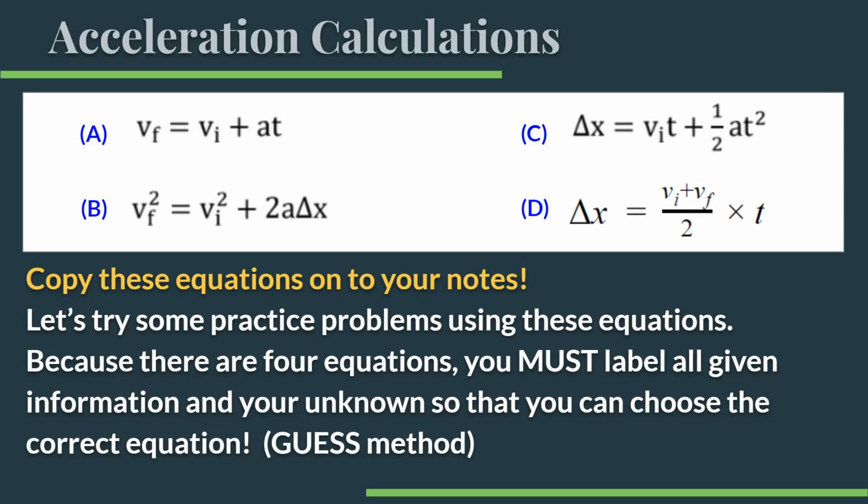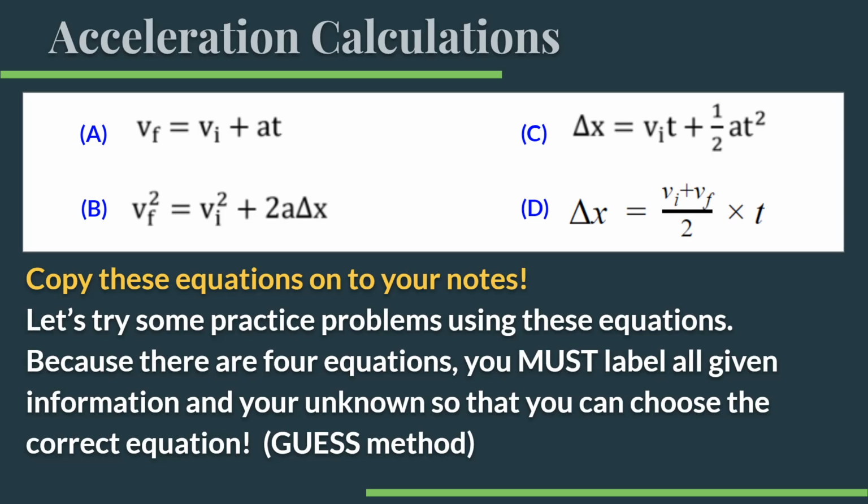In this equation, that is final velocity equals initial velocity plus acceleration times time. The second equation, which is letter B, is VF squared equals VI squared plus 2 times A times delta X. In that equation, that is final velocity squared equals initial velocity squared plus 2 times the acceleration times the displacement.